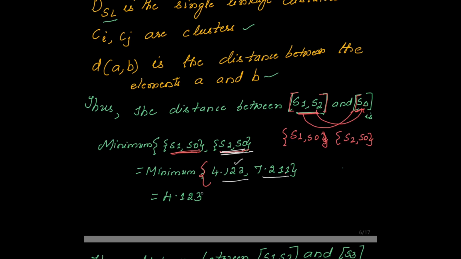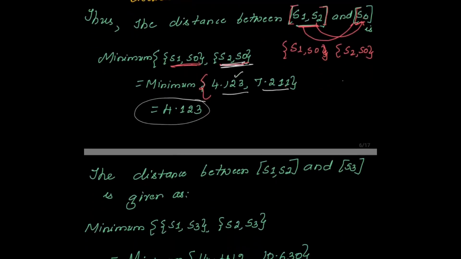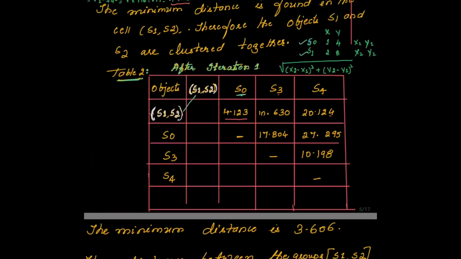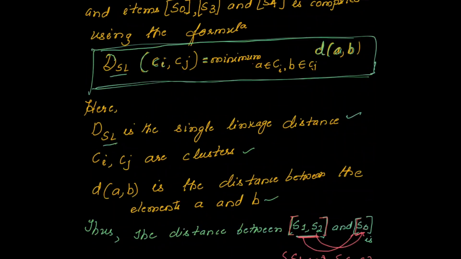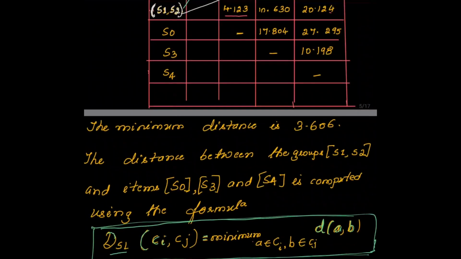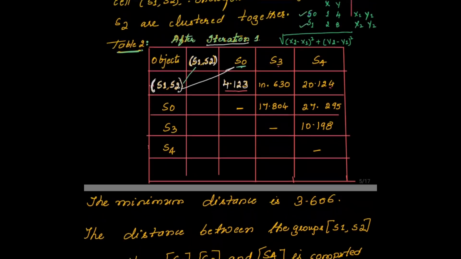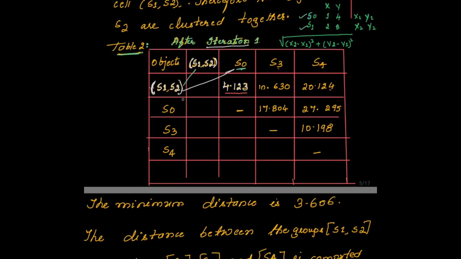Now take the minimum of these, which is 4.123. So now you have to write this value in the table. This will be your new table, and you can call it the table after iteration 1. You have computed the distance between these two, and the minimum you got is 4.123. So you are writing 4.123 here.